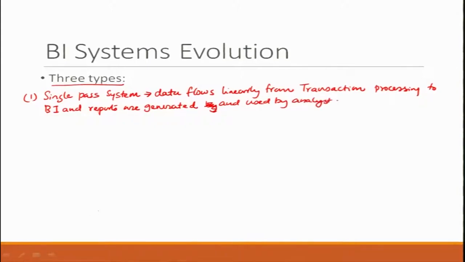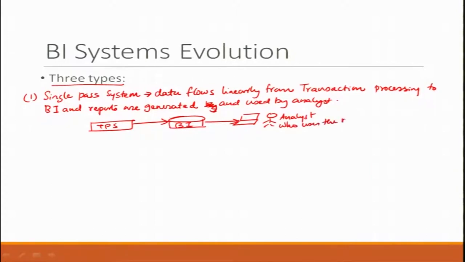So if you think about it, the idea is like this: you have TPS, then from there the data linearly goes to the business intelligence system, the BI system. From there, various reports are generated by the computer, and here is the analyst who uses the report. So it is a single pass, it goes in one direction.